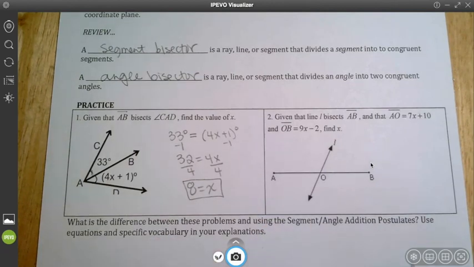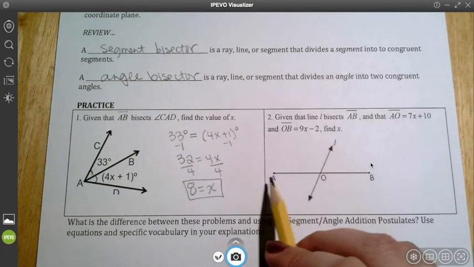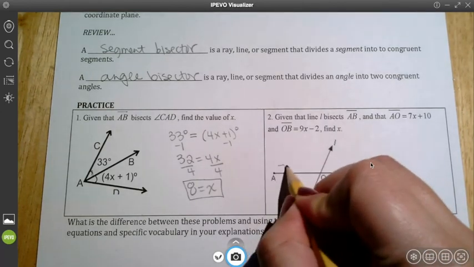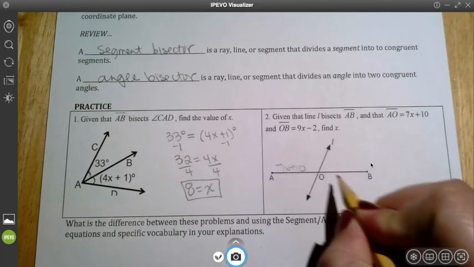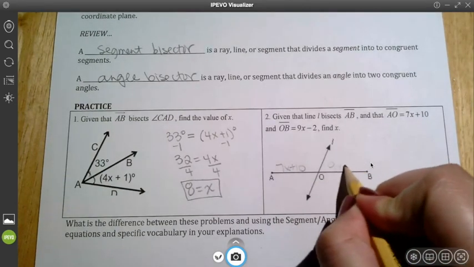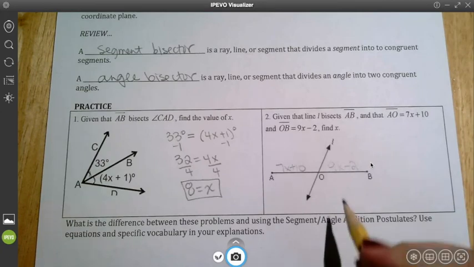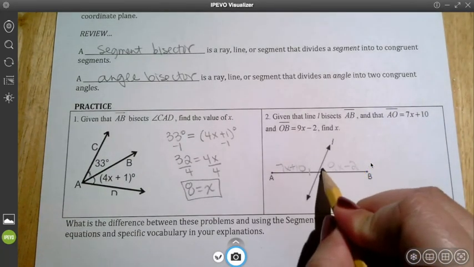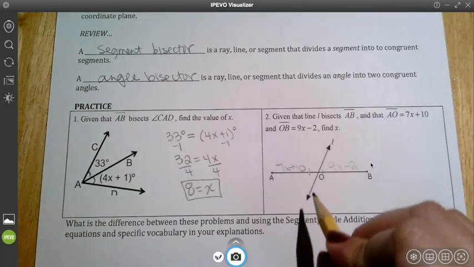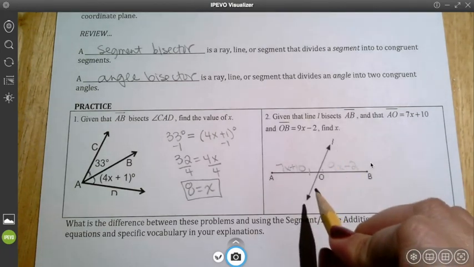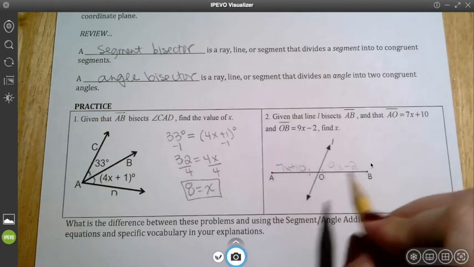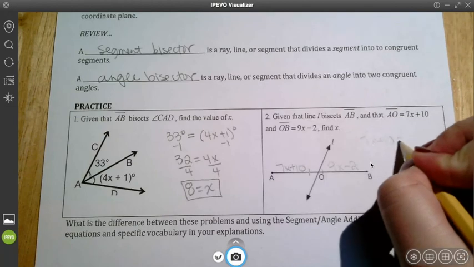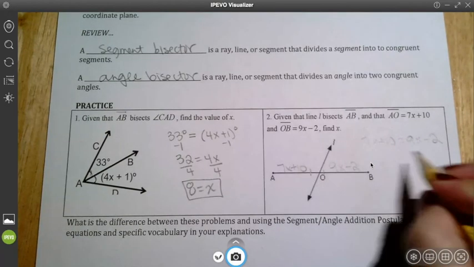In part 2, given that line L bisects segment AB and that AO is 7x plus 10 and OB is 9x minus 2, we want to find x. Well, if the line L bisects the segment, then it creates two congruent segments. L doesn't become two congruent parts. L is cutting AB into two congruent parts. And so we have 7x plus 10 equals 9x minus 2.